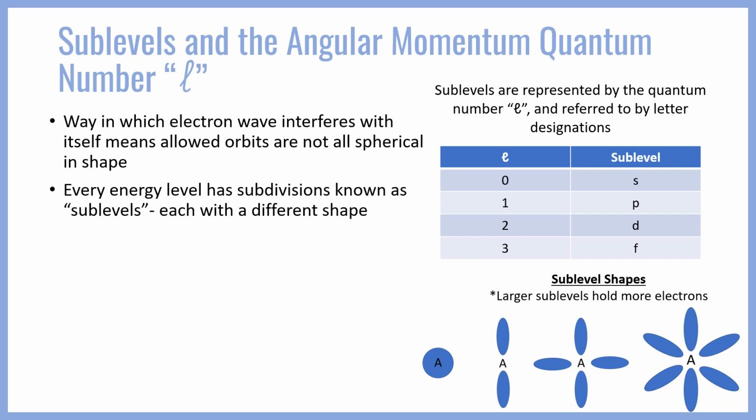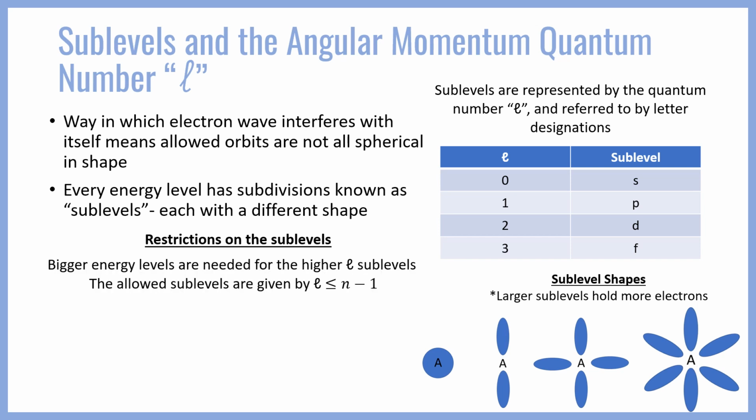Now, there are actually some energetic restrictions on the sublevels based on what energy levels, n, in which they can appear, right? The larger sublevels are actually going to require more energy, right? The bigger energy levels will then be needed for those higher L sublevels, right? f is going to be higher in energy than d, which is higher than p, which is higher than s, and so we need larger energy levels to hold those higher energy orbitals. And so the allowed sublevels are given by L must be less than or equal to n minus 1.